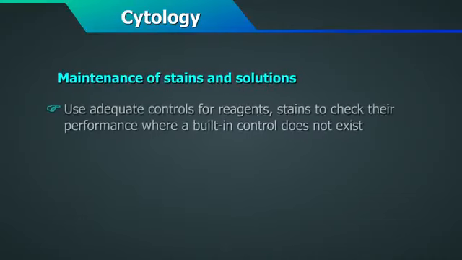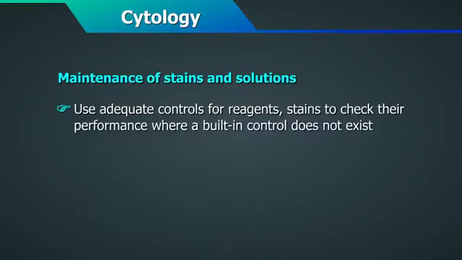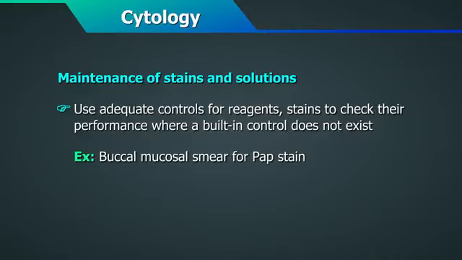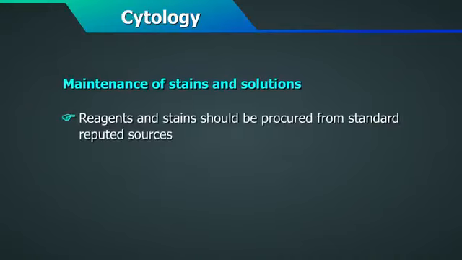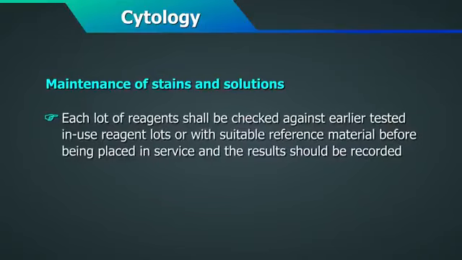3. The laboratory should use adequate controls for reagents, stains to check their performance where a built-in control does not exist. Example, the buccal mucosal smear for Pap stain. 4. Reagents and stains should be procured from standard, reputed sources. 5. Each lot of reagents shall be checked against earlier tested in-use reagent lots or with suitable reference material before being placed in service, and the results should be recorded.